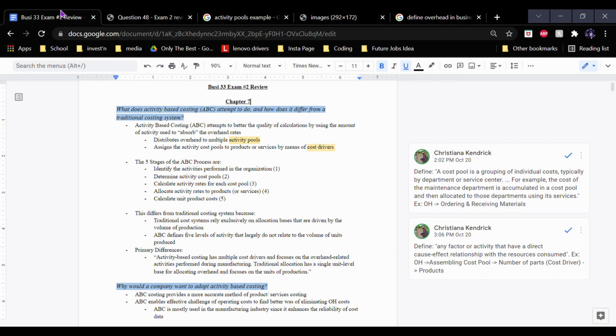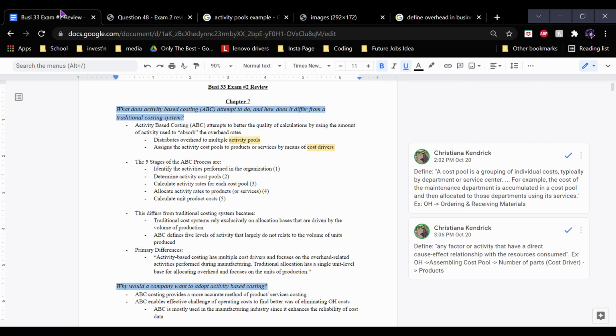Activity-based costing also differs from traditional costing because it can be changed, and it also focuses on different sections and different stages itself. So the 5 stages of the activity-based costing is: first, identify the activities performed in the organization. Second, determine activity cost pools. Third, calculate activity rates for each cost pool. 4, allocate activity rates to products or services. And last, calculate unit product cost.